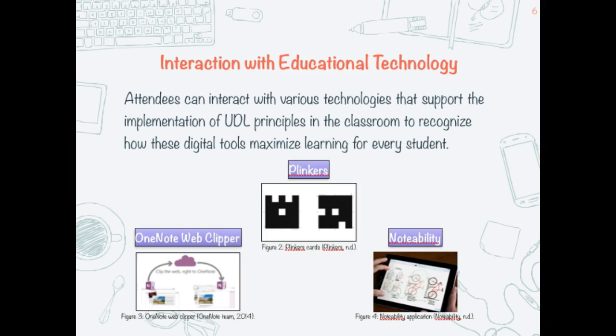OneNote Web Clipper is a web-based application that provides multiple means of representation by offering options for students to acquire and process information. Students can use OneNote Web Clipper from any supporting device to view, save, and organize articles from the Internet.